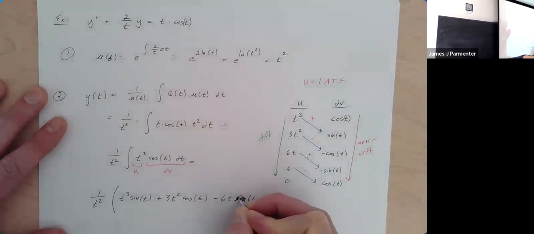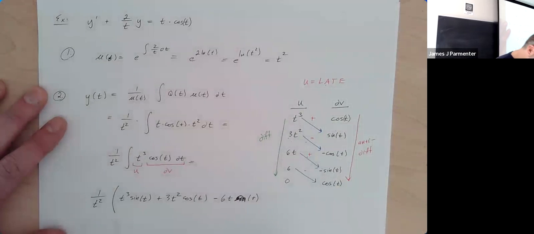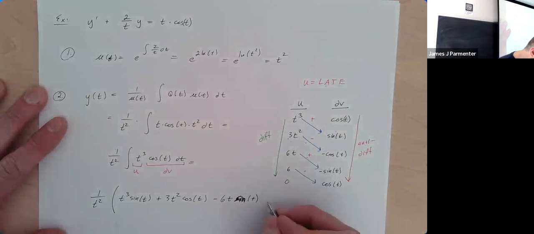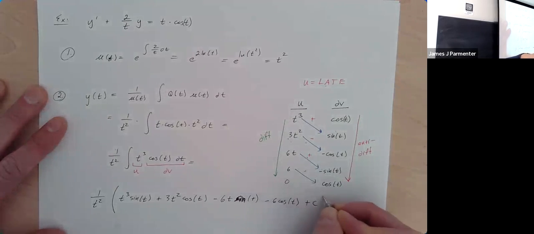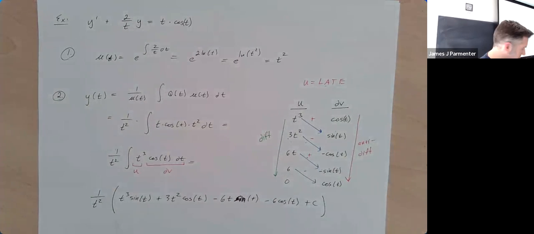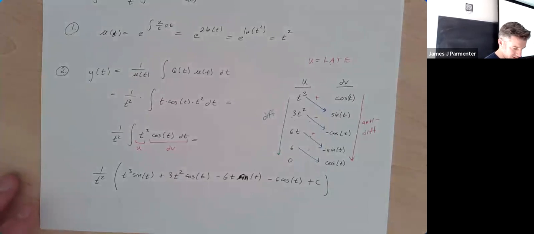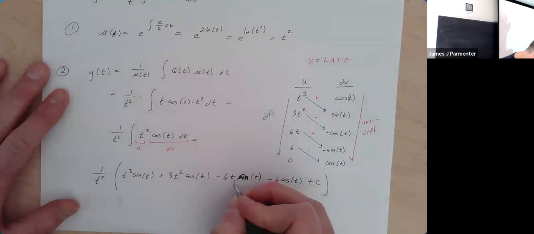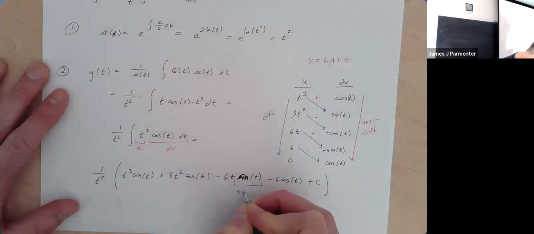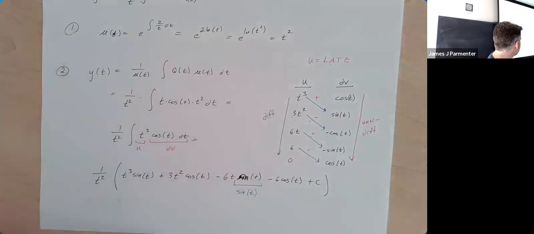Terrible, terrible, terrible. And then minus 6 times cosine of t plus c. And I would not bother to simplify that, although you totally could distribute the 1 over t squared. Just to be clear, that's a sine of t, in case it's hard to read the scribbling I've done there.